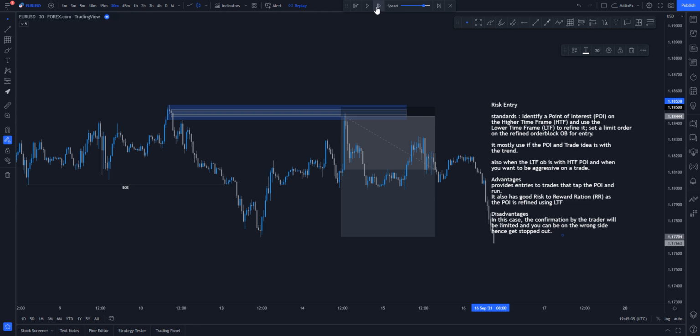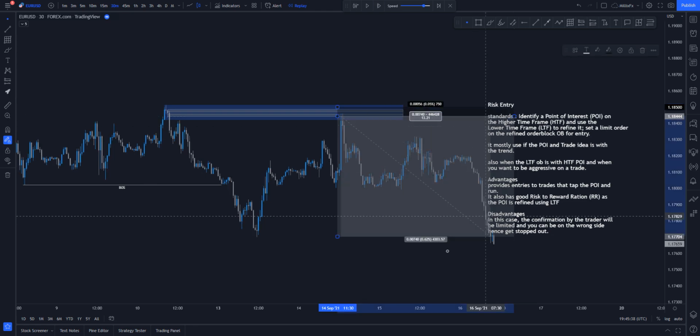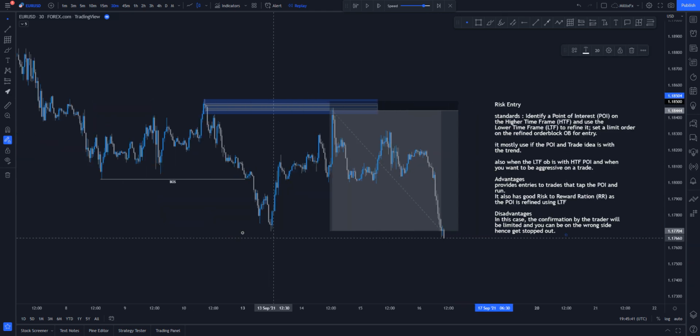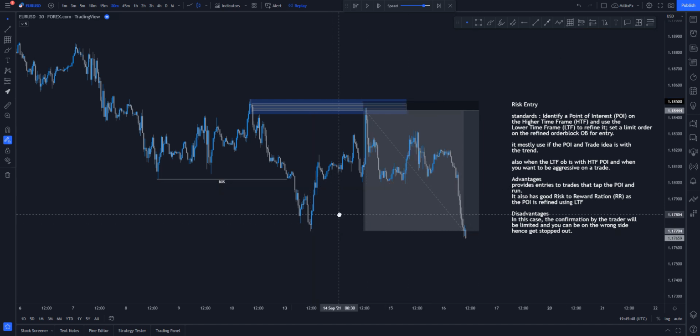And to the downside, it taps in here. It took a while, but you achieved your aim. So that is basically how the risk entry works. As simple as that. That is basically it for the entry types.